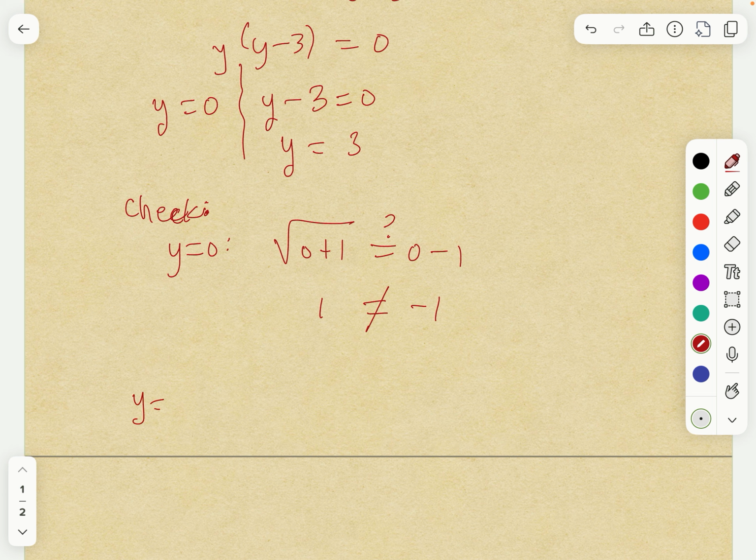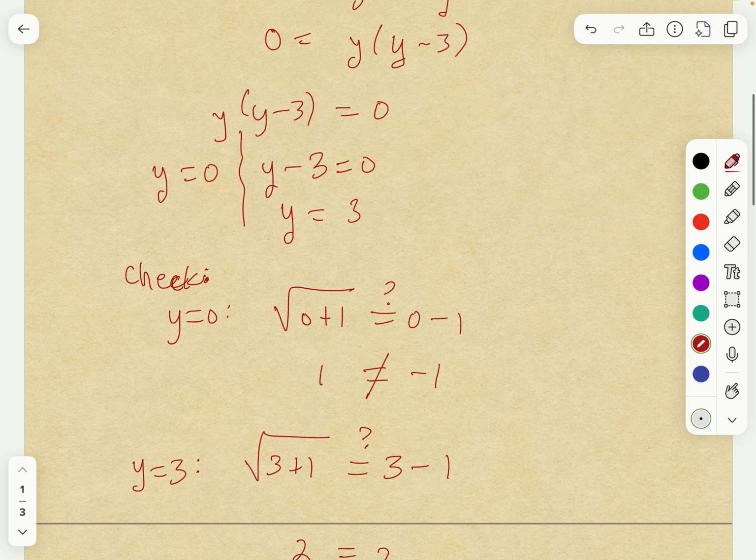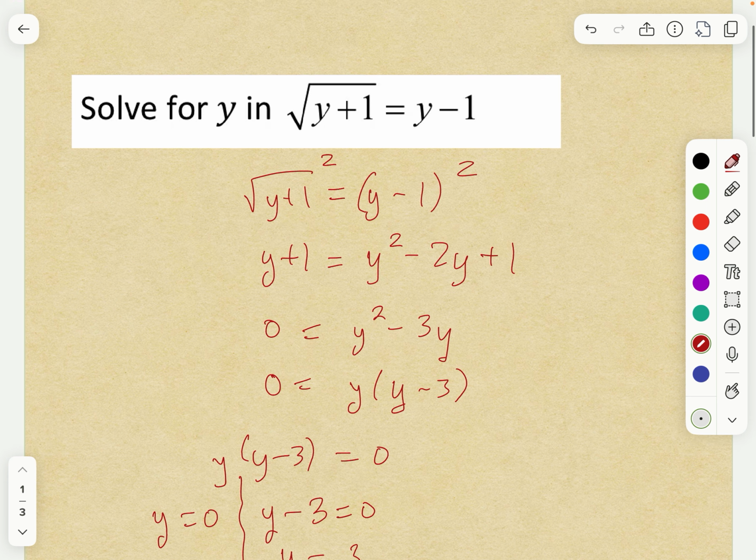What about y equals 3? If you plug in 3 into the original equation for y, on the left, you get the square root of 4, which is 2. On the right, you get 3 minus 1, which is 2. So we get a true statement. So therefore, the only solution is y equals 3. That's the only number that when you substitute y in for that number, you get a true statement.